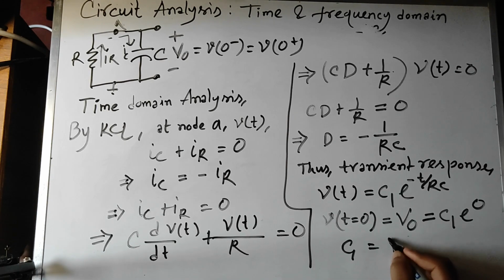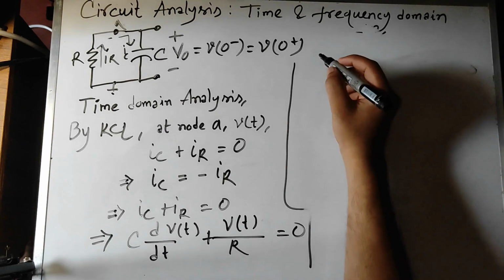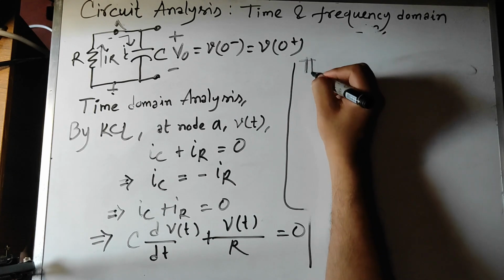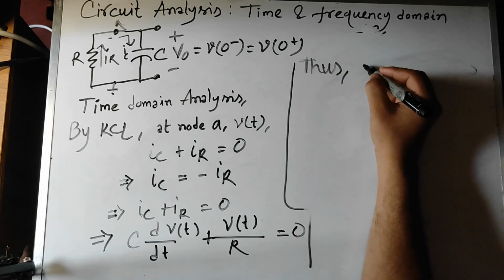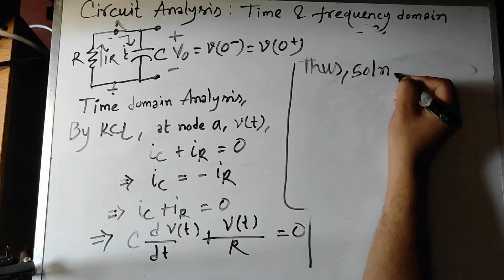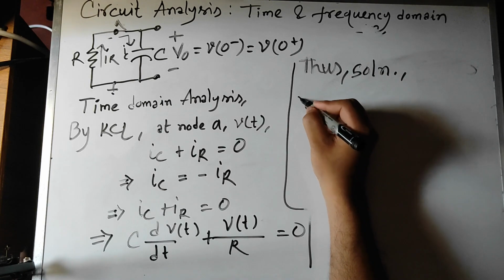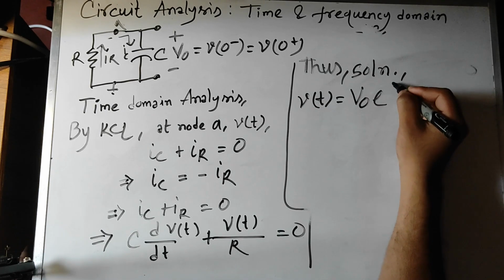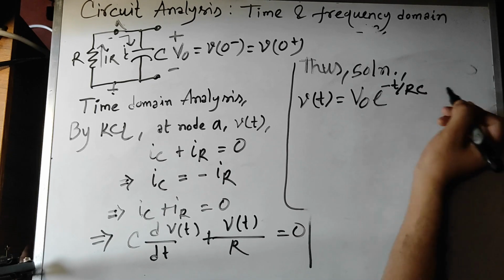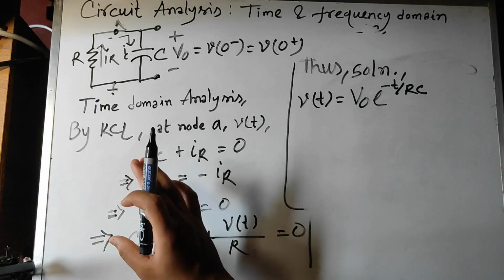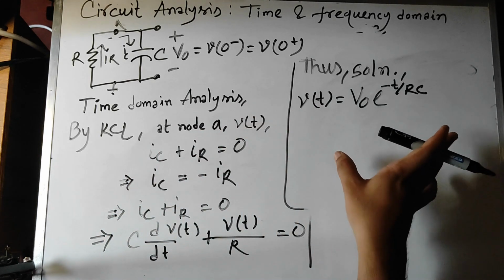So arbitrary constant C1 is VO. Thus the solution is V(t) equals initial voltage Vo e to the power minus t by RC. This is the complementary solution for the RC source free circuit, or transient response of the circuit.